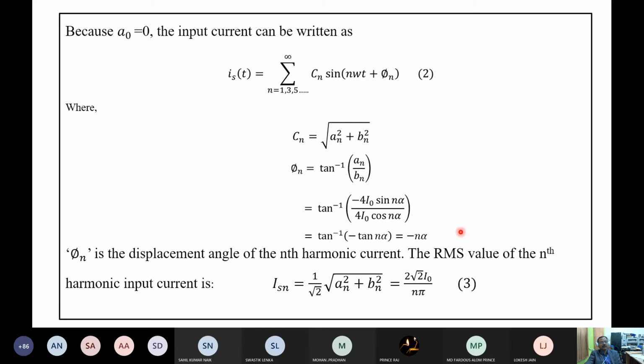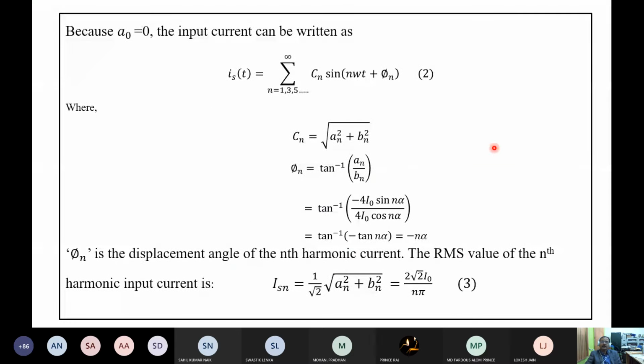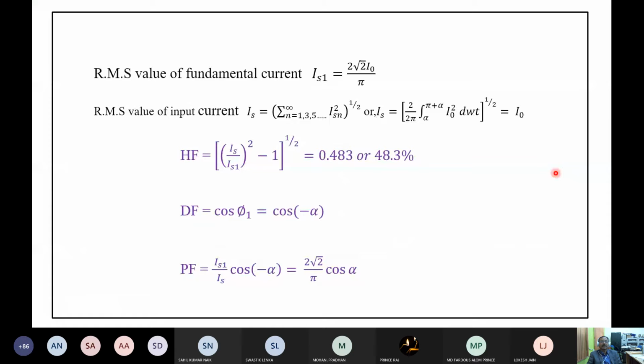And the RMS value of the nth harmonic input current, ISN, is equal to 1 by root 2 root over an square plus bn square, which is 2 root 2 I naught by n pi. RMS value of fundamental current: let's put n is equal to 1 here. So IS1 is equal to 2 root 2 I naught by pi.